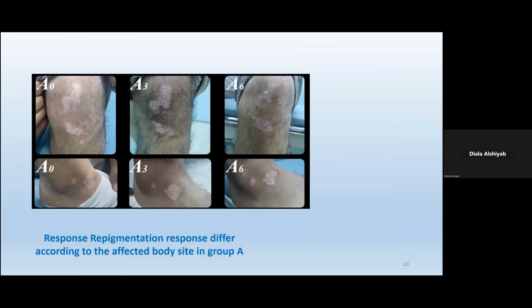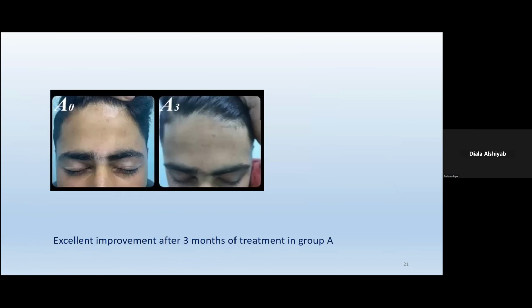In another patient, you can see less response over the knees, as we mentioned, and the worst response is over the feet. This patient has very minimal response over the feet. This is another patient that we included in our study. As you can see over his forehead, after only 3 months of treatment, he has excellent response with complete resolution of his vitiligo area.